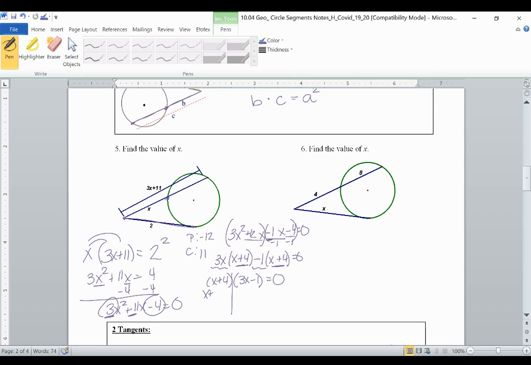Now set each of these equal to 0. Make sure you show this step of setting them each equal to 0. It's a very important step. And we get negative 4 and positive 1/3. So if I go back to the problem, will both of them work? Well, 1/3 will definitely work for both of these. They'll stay positive. Negative 4, since this right here is just x, that would be a length of a segment. So we have to reject that negative 4. So we have only one answer, and that's positive 1/3.